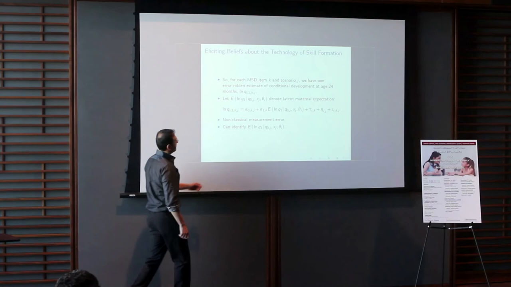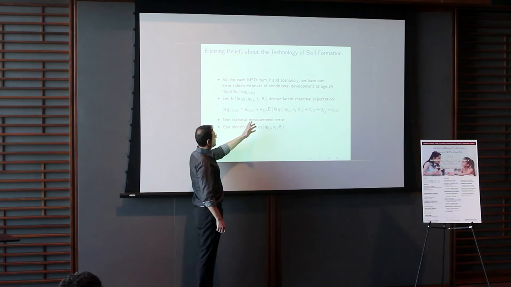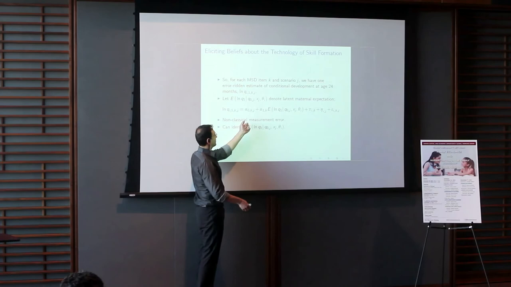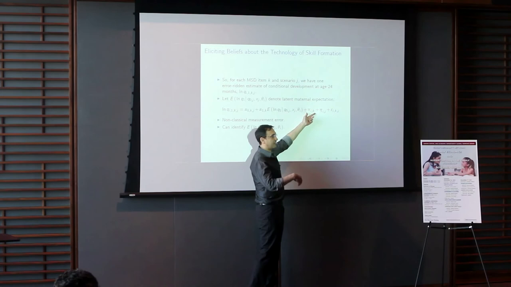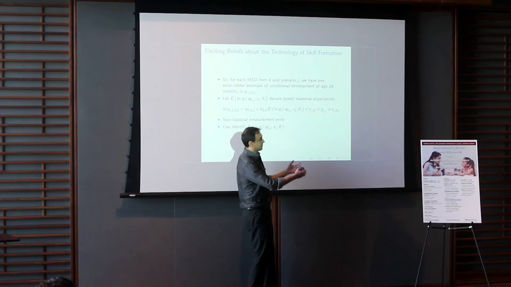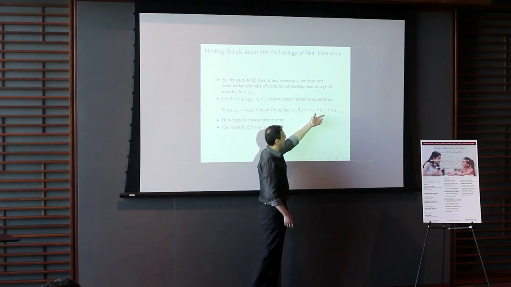So the component here is that you're going to have to make some assumptions about things that you need to normalize. This is a factor model after all. But basically what I want you to think is I have this component here that I am interested in. I'm going to have measurement error that is specific to an MSD item. You can think that some items are going to be more difficult for mothers to give an answer to than others. This measurement error component is going to capture that. And I'm going to allow for a measurement error that is specific to the scenario. So maybe they don't understand the scenario explanation for certain scenarios as well as for others.